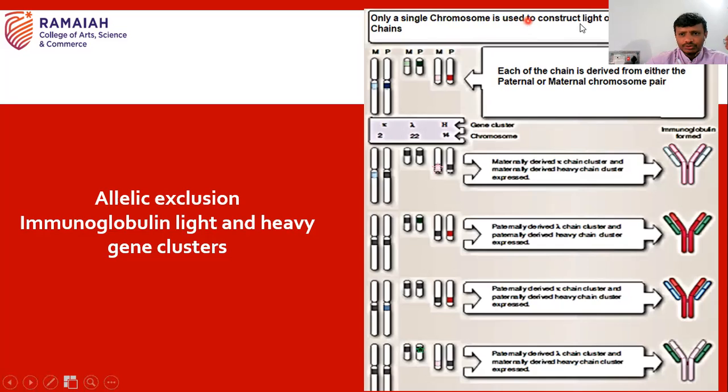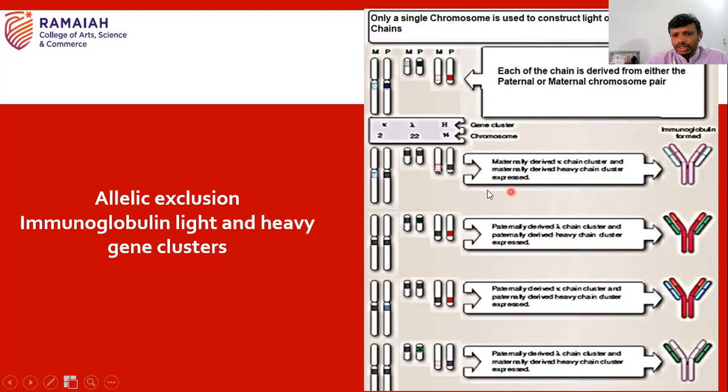Only a single chromosome is used to construct a light or heavy chain. So which one will be the best? As we know very clearly how the genes are chosen for transcription purposes. So the first level screening takes place: whichever cell is more dominant in nature and more sophisticated, that chromosome will be picked. Either it may belong to the paternal or the maternal, doesn't matter. So one of them will be taken from chromosome 2, another from chromosome 22, and for the heavy chain it will be taken from chromosome 14.